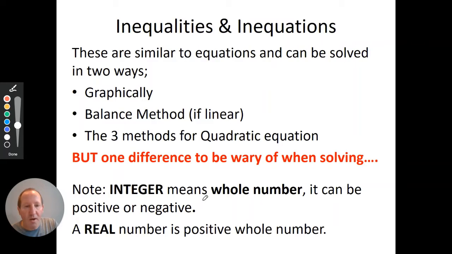Integer means a whole number. It can be positive or it can be negative. When we're looking for a list of numbers that satisfy an equation, obviously you can have all sorts of decimals. There'd be an infinite number of decimals that would satisfy it, so you'll be invariably asked for an integer, a whole number. So it's not such a long list to write. There is another mathematical term, real number. That is a positive whole number, essentially the counting numbers.